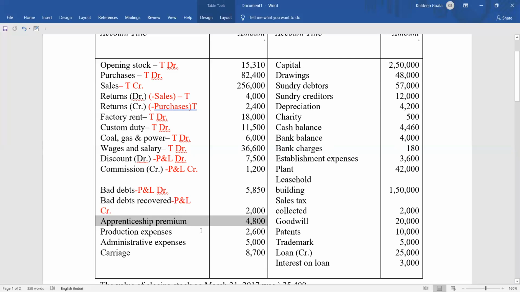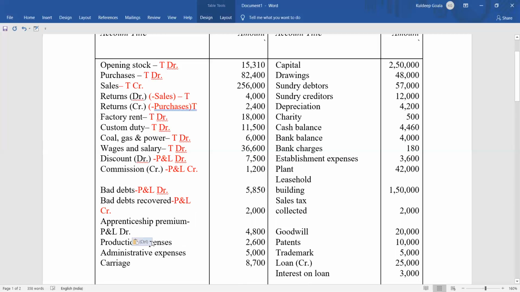That amount of money which they are paying you for giving them on the job training, they will take it as apprenticeship premium. Okay, you are providing them the knowledge, so it will be a profit for you. It will come in the profit and loss credit side. Okay, it will come in the profit and loss credit side.